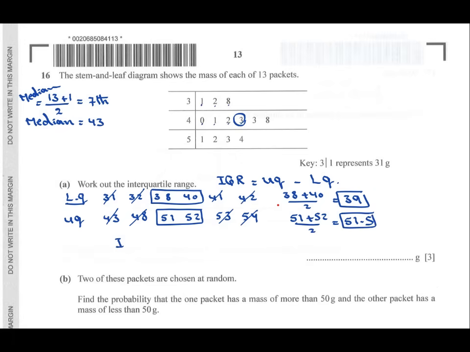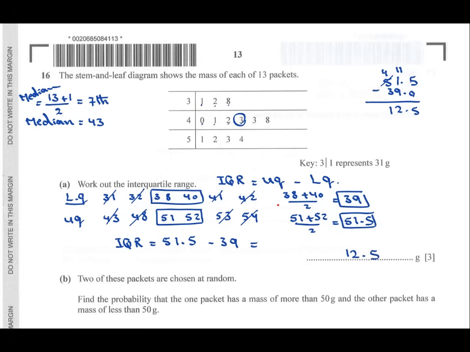The interquartile range is equal to 51.5 minus 39. You can do it mentally or you can do it with the steps, as you like. 51.5 minus 39.0. 5 minus 0 equals 5. Borrow 1, 11 minus 9 equals 2. 4 minus 3 equals 1. The interquartile range is 12.5.